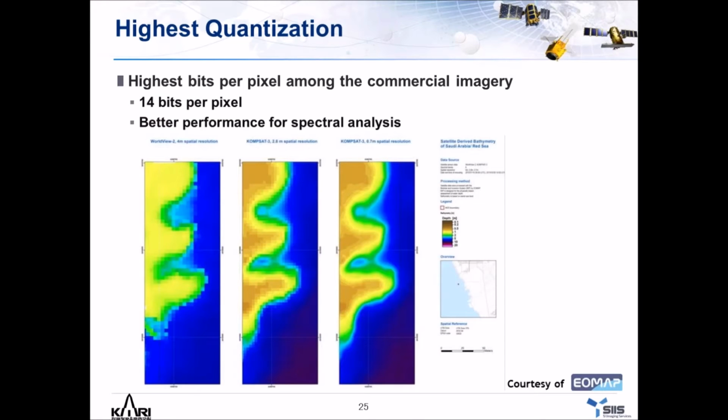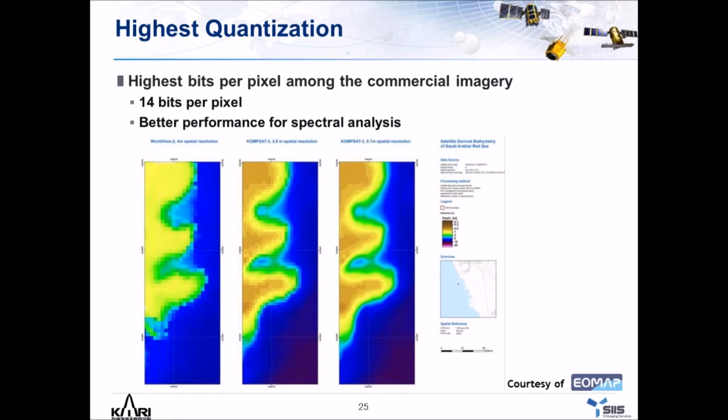As I mentioned in my presentation, Kompsat-3 and Kompsat-3A provide very high data quantization. It's the highest bits per pixel among the commercial imagery. This high quantization results in better performance for spectral analysis.